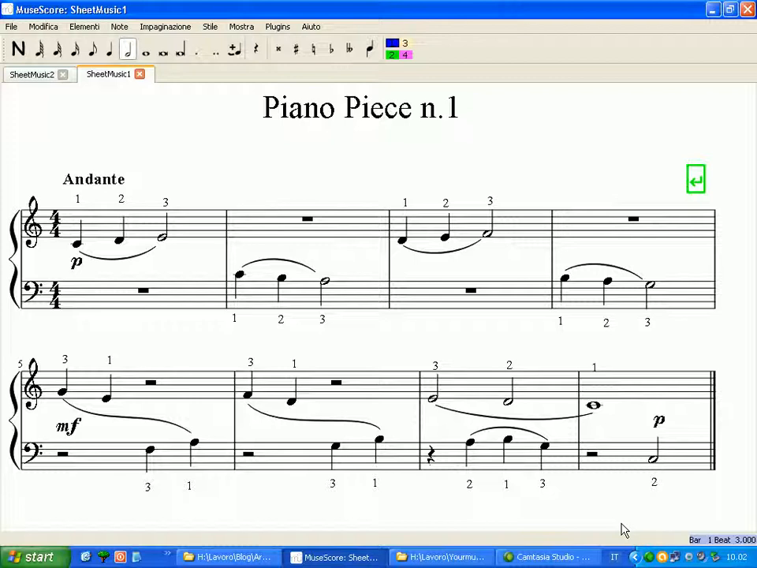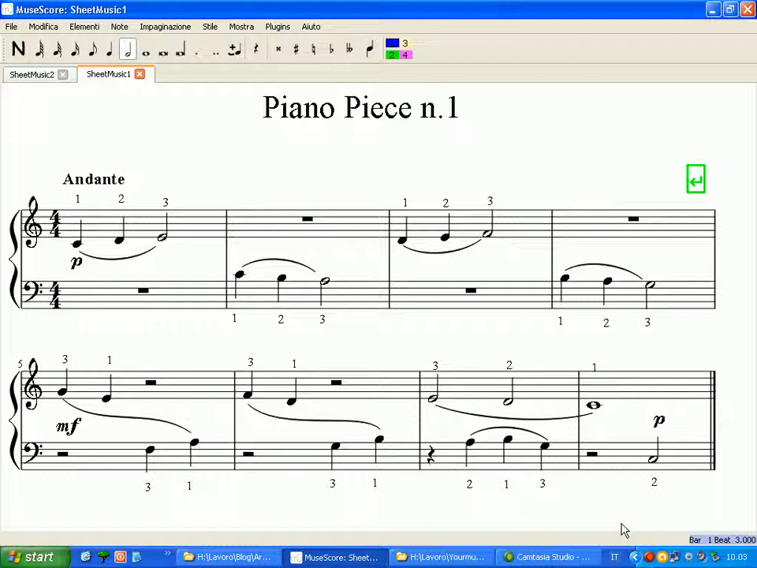The second step of this method is to simplify the sheet music. And this is the key point of this method, because as you will see later, this will help us a lot. So what does it mean to simplify? To simplify means that we have to remove all the signs, all the symbols which are not essential to start playing the piano piece.